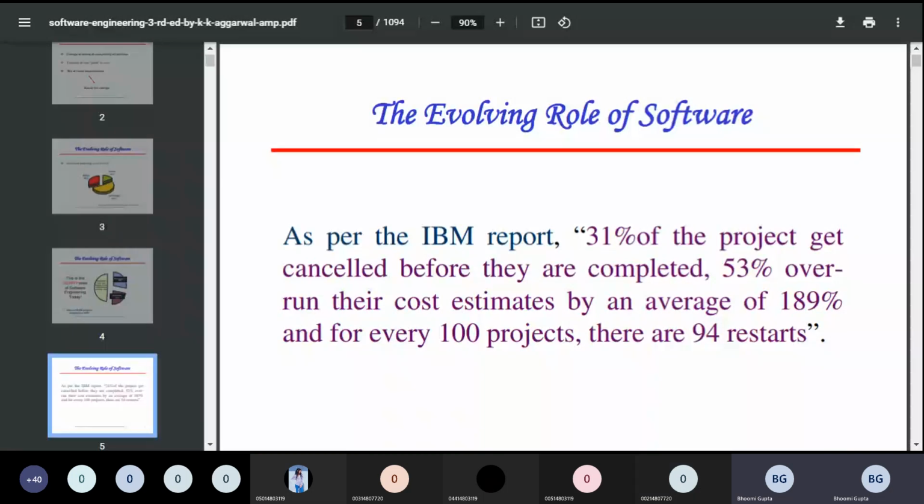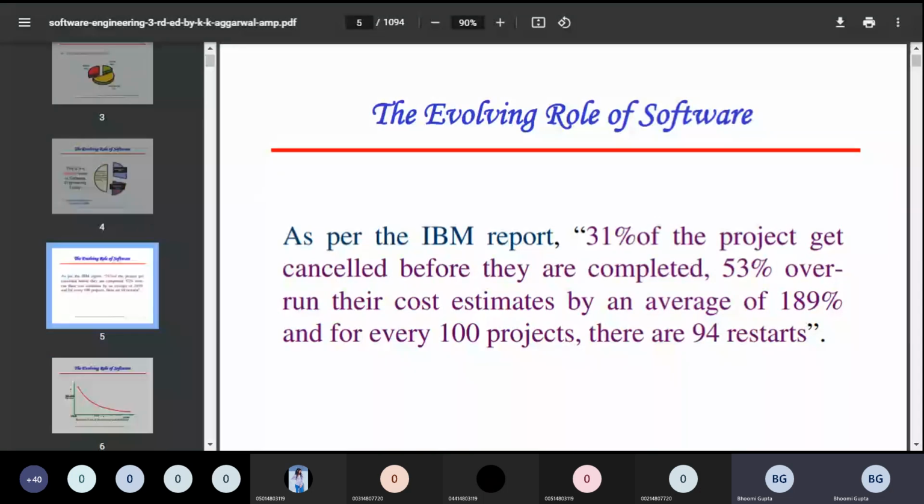Yeah, welcome, beta. And these are the starting slides. Are you able to see slide number 5 right now? Yes, ma'am. You can see that this is one of the statements which has been put by this particular book, according to the IBM report, that 31% of the projects get cancelled before they're completed, 53% overrun the cost estimates by an average of 189%, and over 100 projects, then 94 starts.